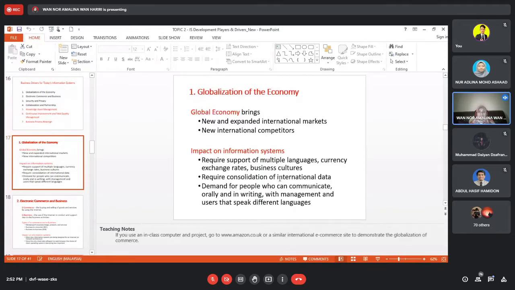It requires consolidation of international data and also demand for people who can communicate orally and in writing with management and users that speak different languages. So how do you think these people are able to do transactions on Shopee, especially with China? Shopee needs to provide people who can communicate orally and in writing, who understand different languages. Right, and that is why the university provides third languages for you all.